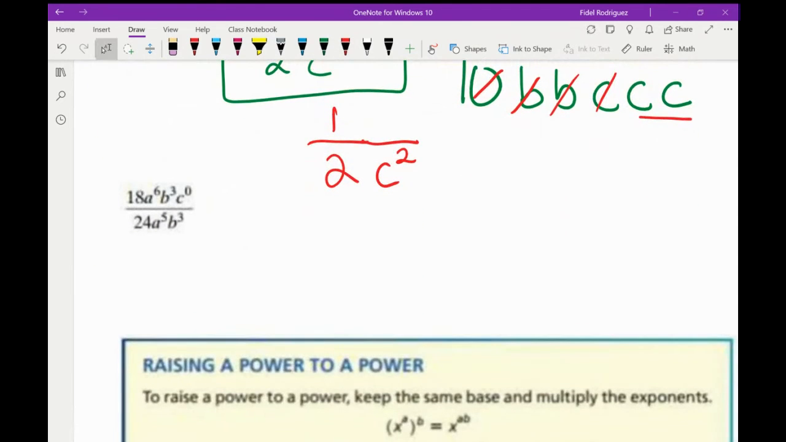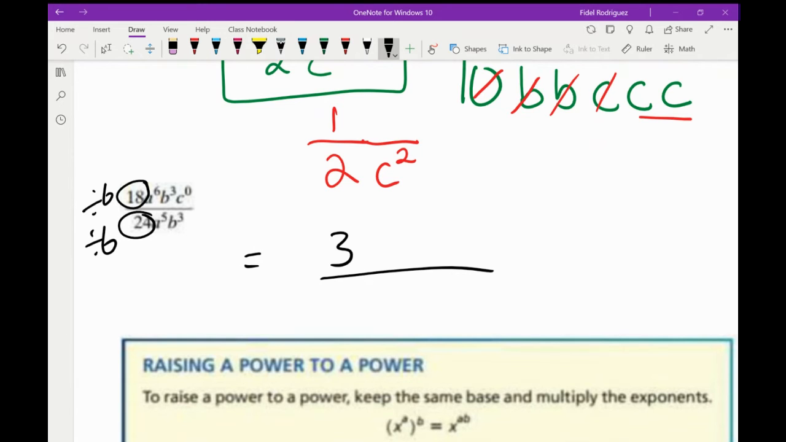All right. And so for the next one here, we're going to go about it the same way. So first thing I'm going to do is I'm going to say, okay, can I reduce 18 and 24? And we can actually divide them both by 6.